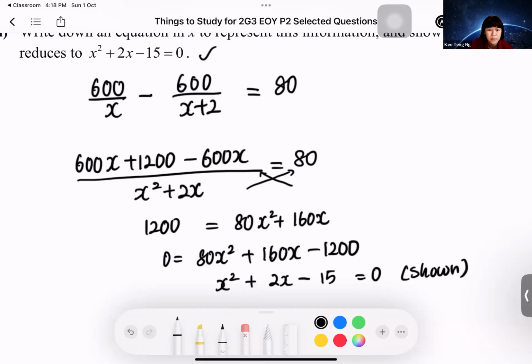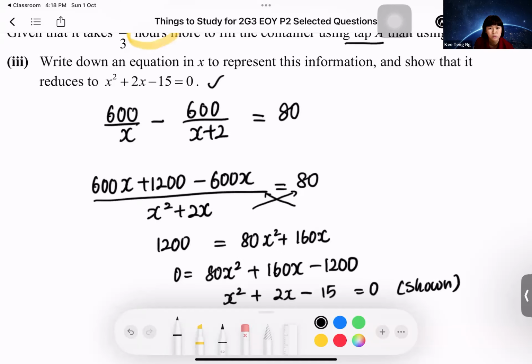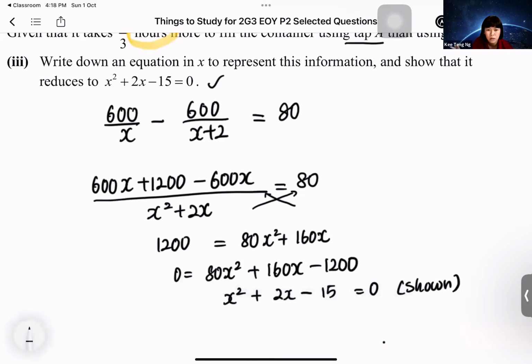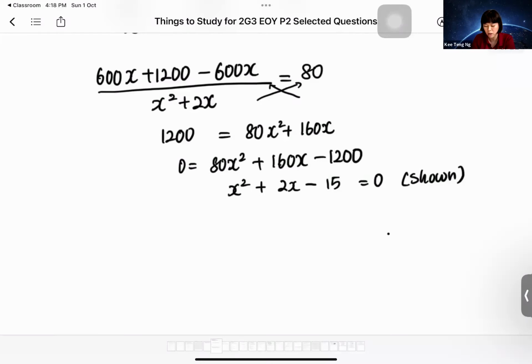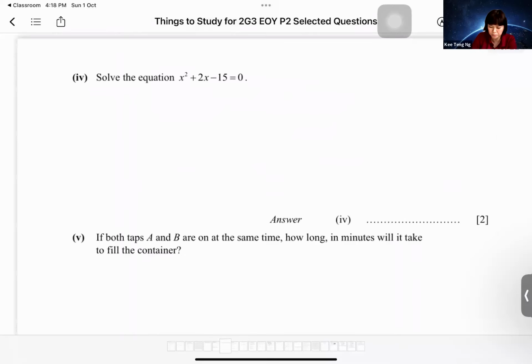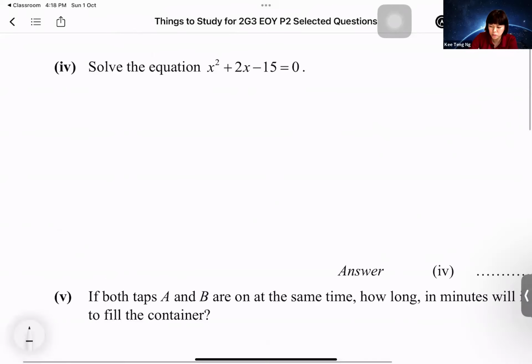Is this okay? Are there any questions over here that you need me to go through? Even if we don't know how to do part 3, can you still do the next part to solve the equation? You can still solve the equation for the next part, right? So in this case, we are going to continue to x squared plus 2x minus 15. Solving this equation, for your set 2 level, is simply to factorize.